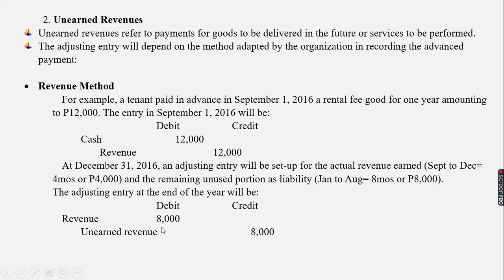So, magiging revenue mo na yung mababawasan. Kasi na-earn mo na eh. Ayan, yung adjusting entry mo is hindi mo pa na-earn itong 8,000 for 8 months, tama? Okay, ang kailangan mo pang hintayin kasi dyan August pa siya matatapos. So 8,000, and then unearned revenue hindi mo pa kasi siya na-earn. Ayan, 8,000 kapag gagamitin mo ang revenue method.